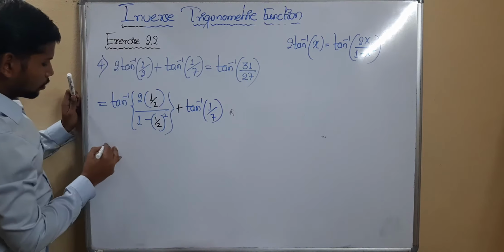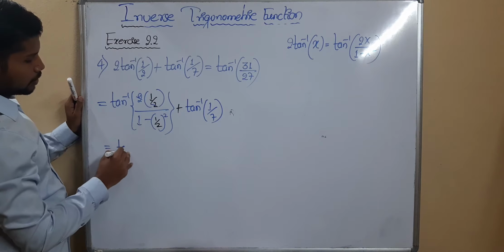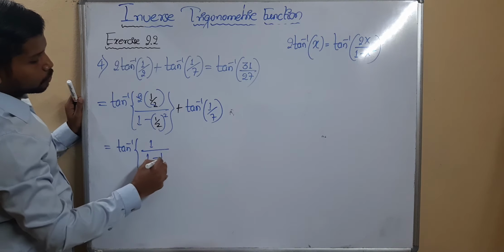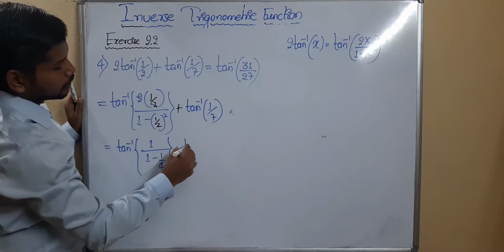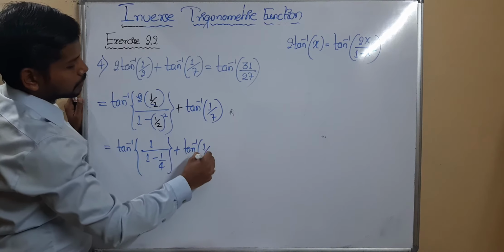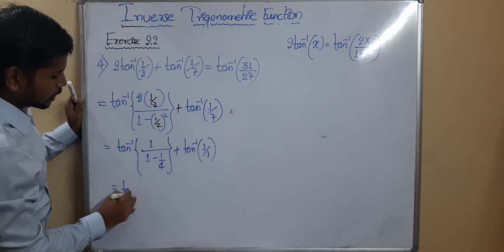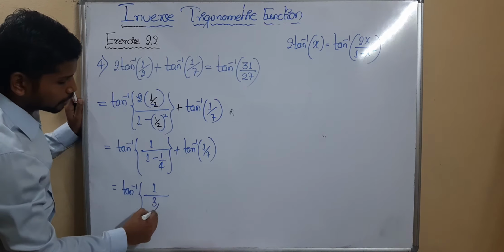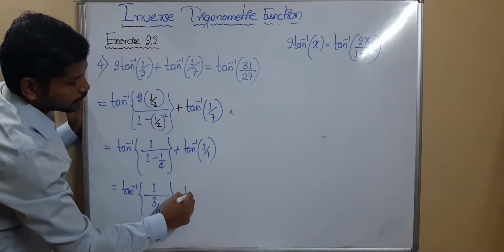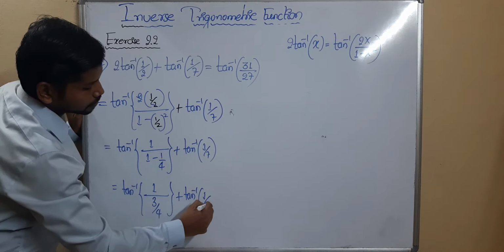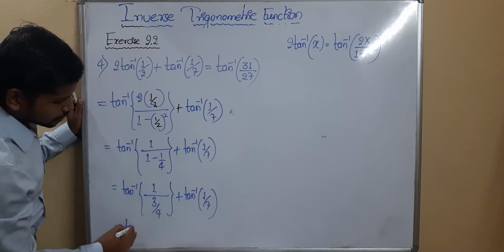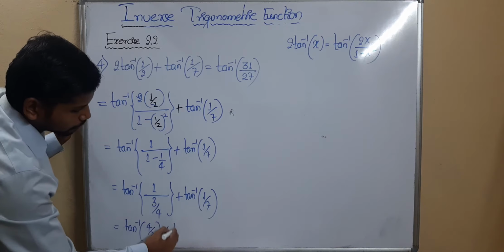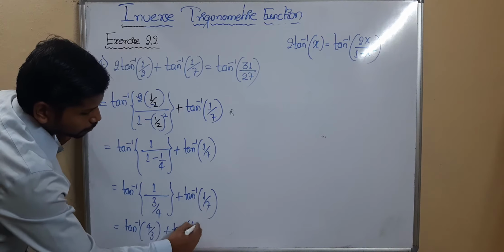Okay, now what about the next value? 2 will be cancelled. Tan inverse of 1 divided by 1 minus 1 by 2 square, which is 1 by 4, plus tan inverse of 1 divided by 7. It will be tan inverse of 1 divided by 4 minus 1, that is 3 by 4, plus tan inverse of 1 divided by 7. It will be tan inverse of 4 by 3, the numerator becoming 4 by 3, plus tan inverse of 1 divided by 7.